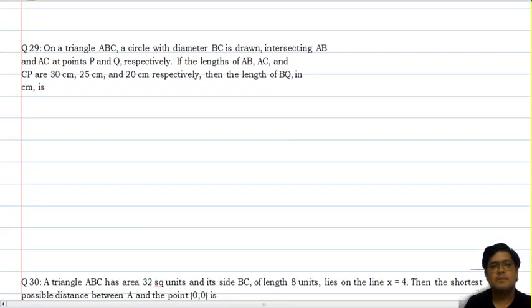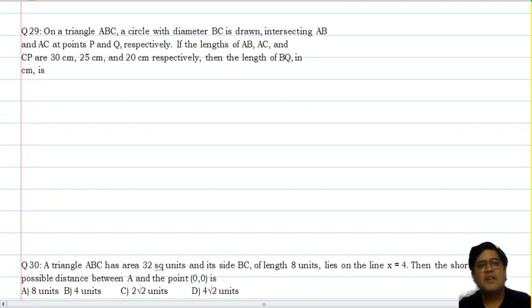Next one. On a triangle ABC, a circle with diameter BC is drawn, intersecting AB and AC at points P and Q respectively. If length of AB, AC and CP are 30, 25 and 20 respectively, then the length of PQ in centimeters is. Again, options are not given to us.